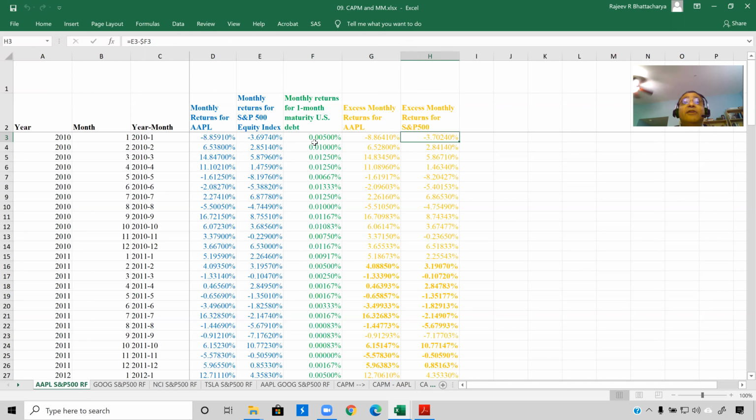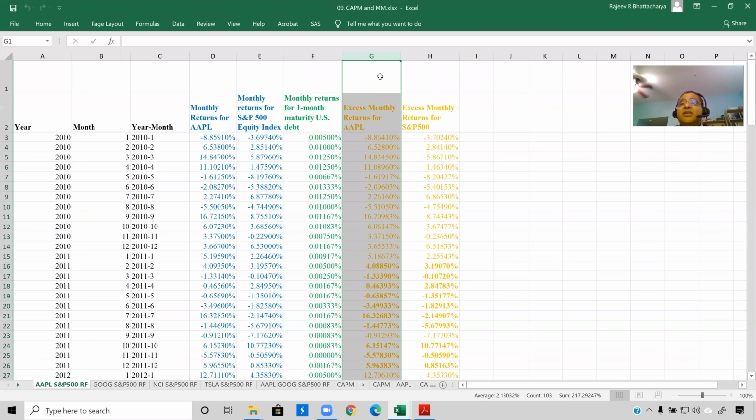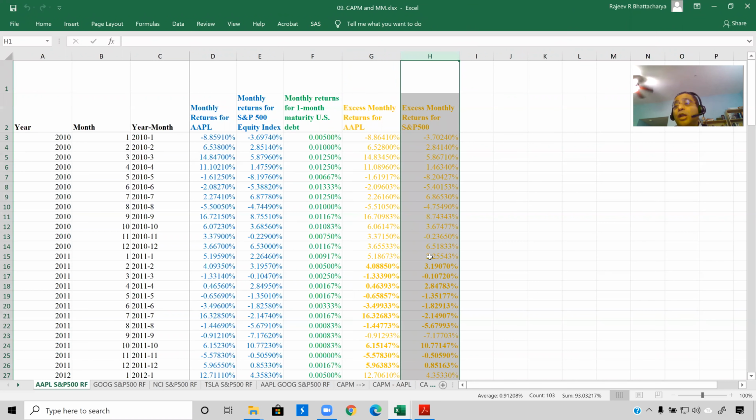E3 minus F3 gives you the excess monthly return for the S&P 500 index. All right, so then we have to regress column G on column H. We have to be a bit careful with Excel, because Excel does not remember what names you have particularly given. You can make it remember, but that almost makes it more complicated.